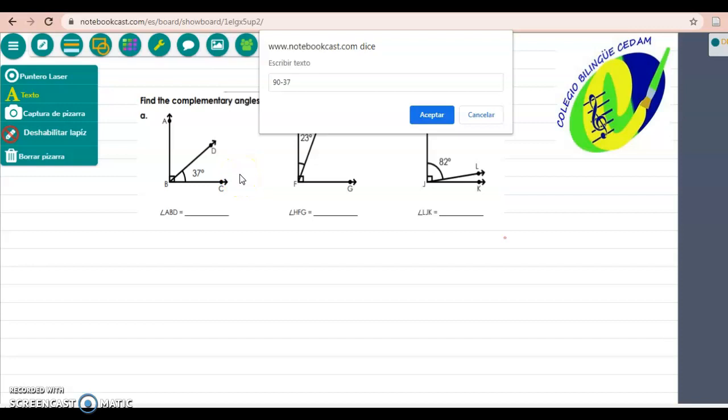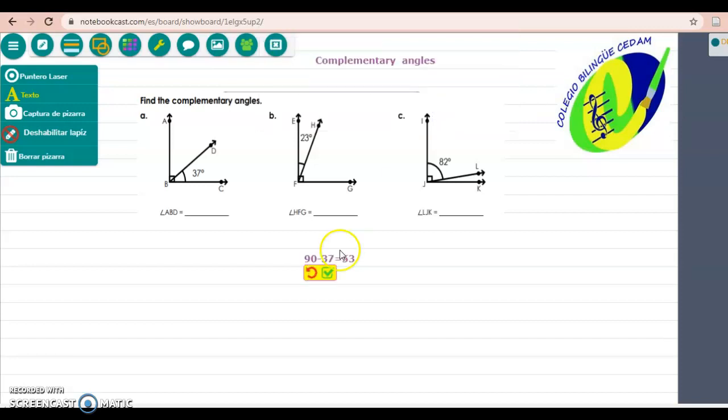If you use your calculator and you make the subtraction 90 minus 37, the answer is going to be 53. So that's the answer for the first exercise. In here, 90 minus 37 equals 53. Okay? Now we're going to do exercise number 2, the same process.